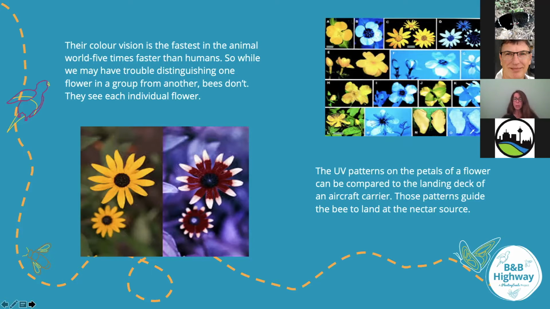So the patterns on the petals, as we can see here, is described as a landing deck. And these are some other good examples with different colors, the way that they would be seeing the colors as opposed to how we see the colors. So they have over a long period of time developed the ability to be very, very efficient at finding their food sources, because of course it uses a lot of energy to be flying around, especially if you're really, really hungry.